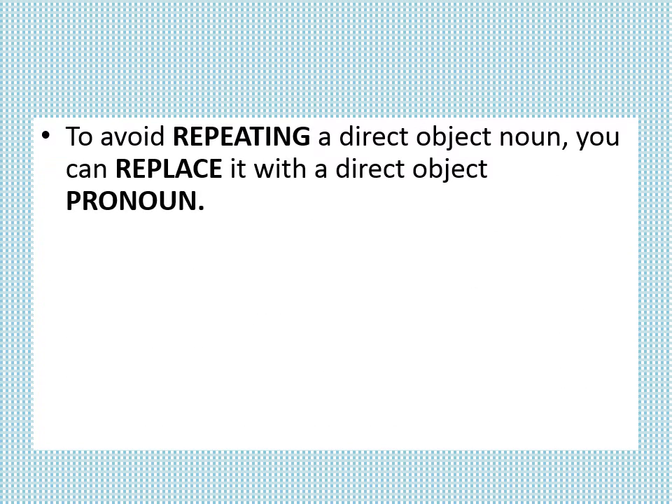So, to avoid repeating a direct object noun, let's say that you were having a conversation with someone and you're like, yeah, yesterday I wanted to eat some pizza, so I put the pizza in the oven, and then afterwards I waited for the pizza to cool off. Do you hear how pizza is redundant? So whenever you want to avoid repeating a direct object noun, you can replace it with a direct object pronoun. So you could say, instead of saying pizza over and over again, yesterday I wanted to eat pizza, so I put it in the oven, and then I let it cool off, and then I ate it.